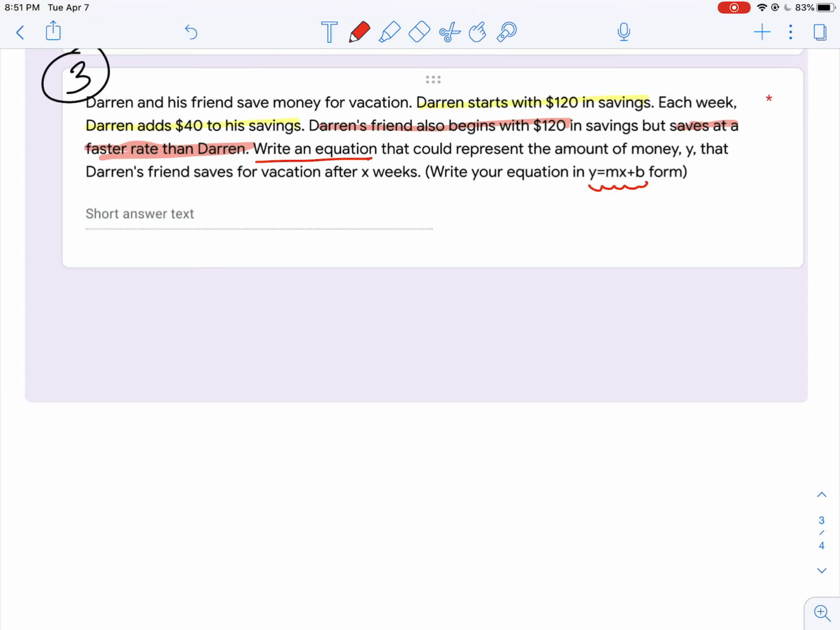So write an equation that could represent the amount of money for Darren's friend. So if he begins with $120, that's going to be your beginning value. And he needs to save at a faster rate. And remember, rate is your slope or your M value. So pick a value that would allow Darren's friend to save money faster than Darren himself. And then remember, when you write an equation, it's always going to be Y equals whatever number you have for your rate, X, and then plus your beginning value, which they give you.